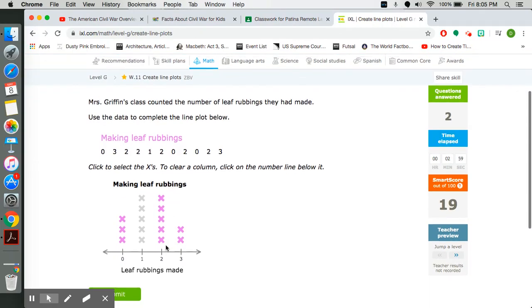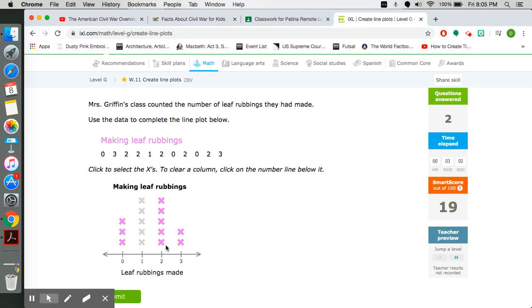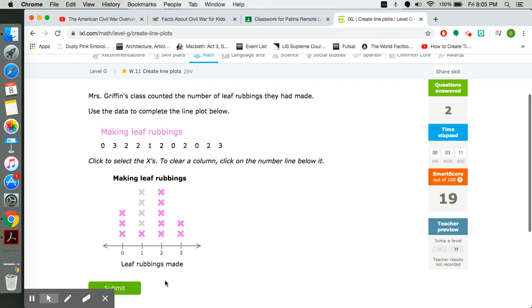So yeah, it is super easy. Let's do this one together. How many times does the number 1 appear? I only see it once, so I'm only going to click 1 X.